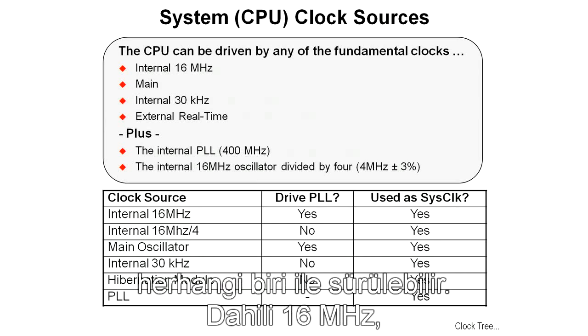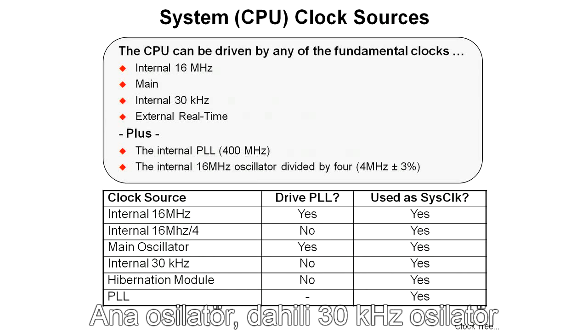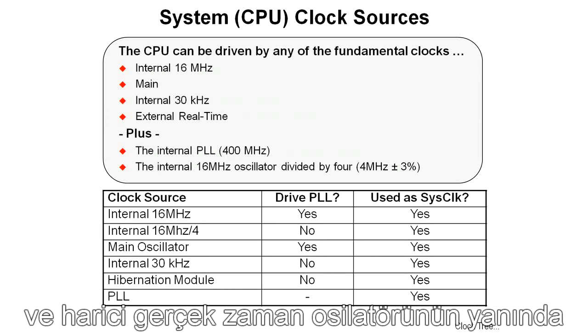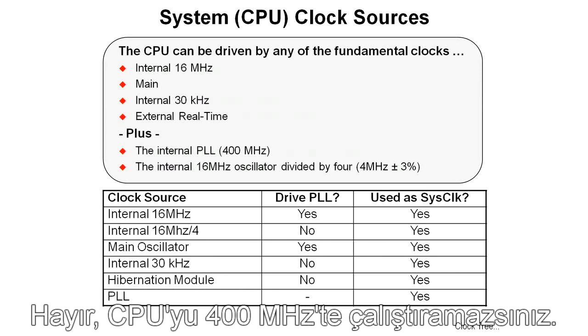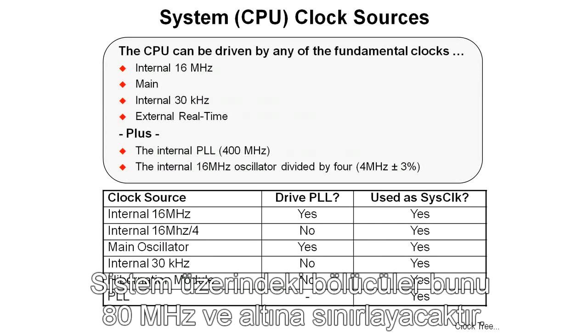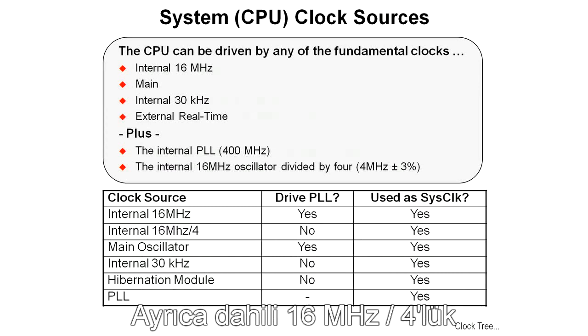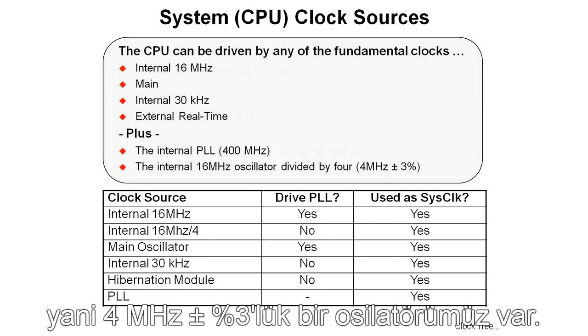The internal 16 MHz, the main oscillator, the internal 30 kHz oscillator, and the external real-time oscillator. Plus, we have an internal phase lock loop that runs at 400 MHz. No, you can't run the CPU at 400 MHz. The dividers on there limit you to 80 MHz and below. We also have the internal 16 MHz oscillator divided by 4. So that would be 4 MHz plus or minus 3%.